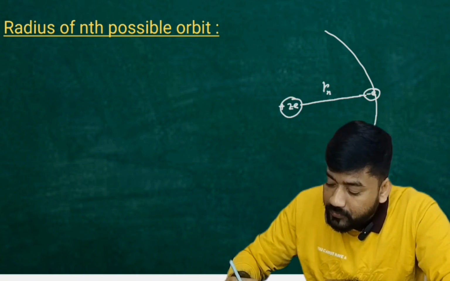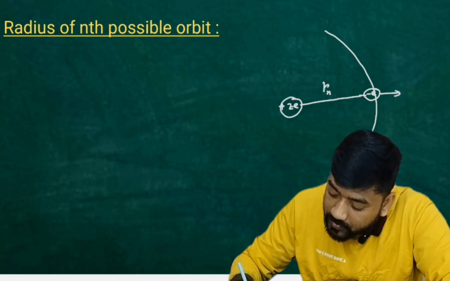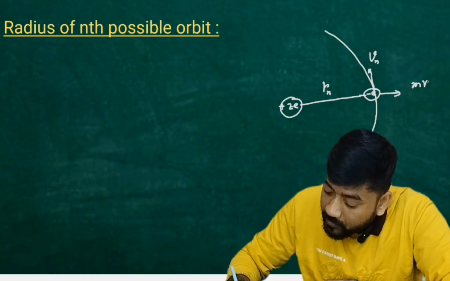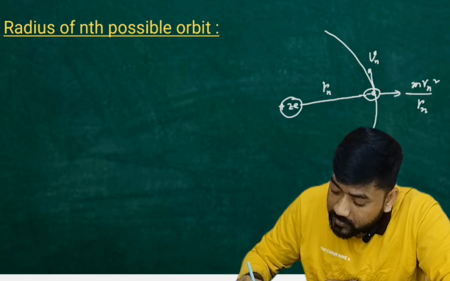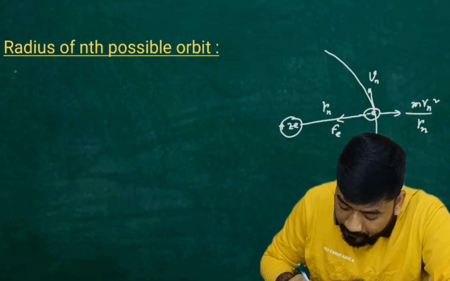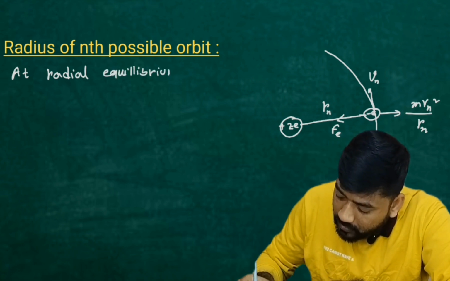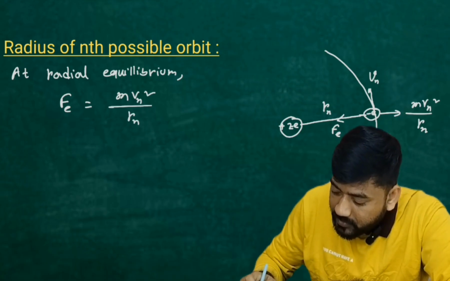Now what are the forces acting on the electron? One is the centrifugal force. If the electron is moving with speed Vn, which is the speed in the nth orbit, it will have m Vn square upon Rn. So this is the centrifugal force, and in this direction there will be the electric force. Now at radial equilibrium, the inward force, that is Fe, will be equal to the outward force, that is m Vn square upon Rn.